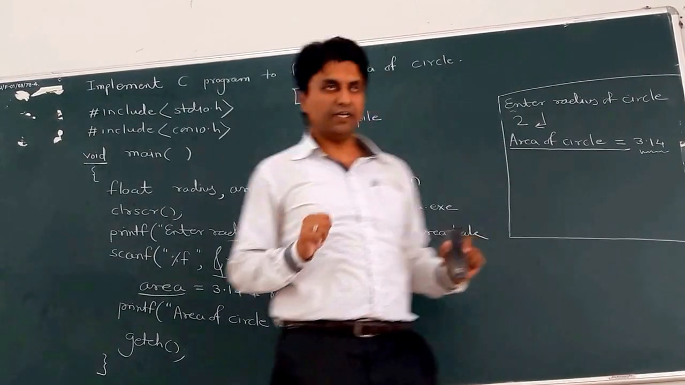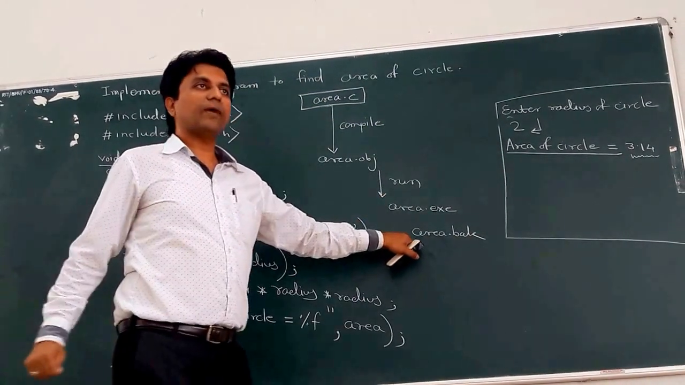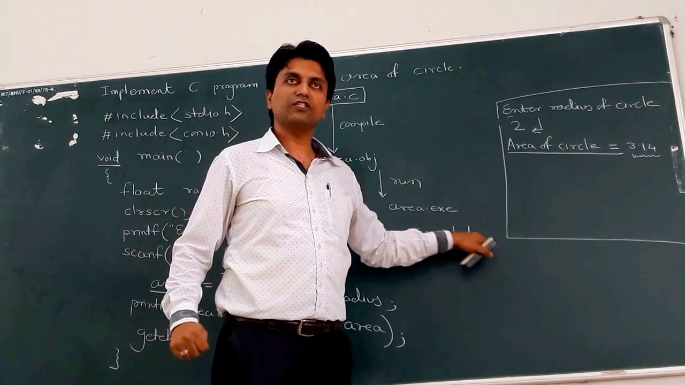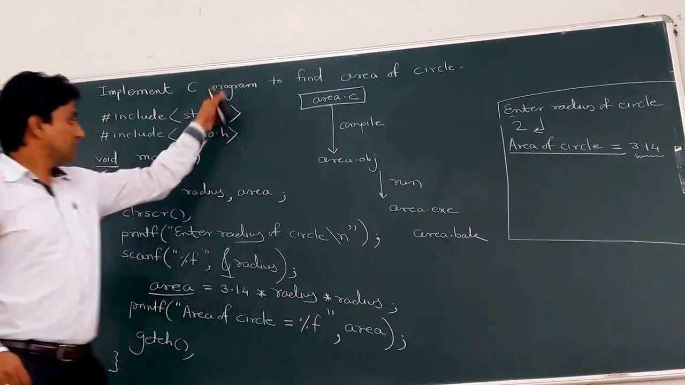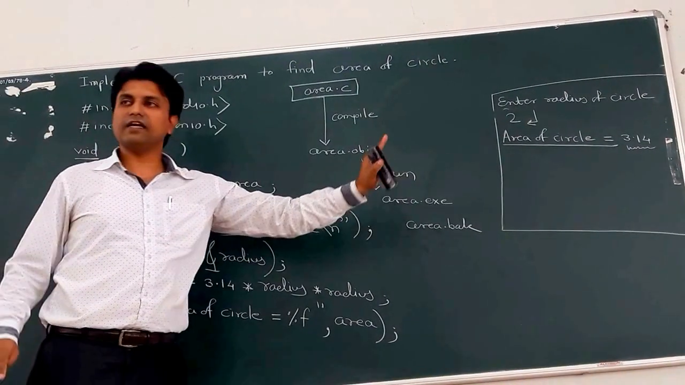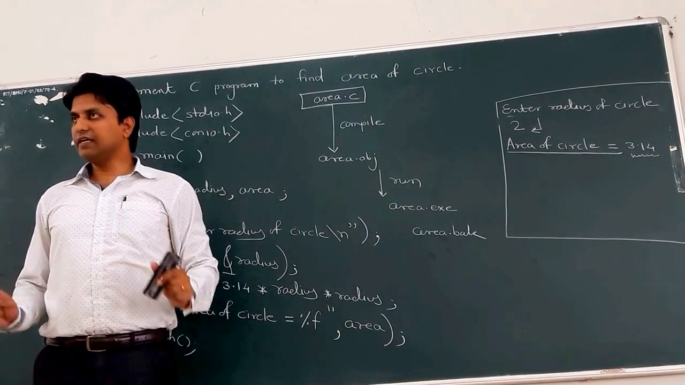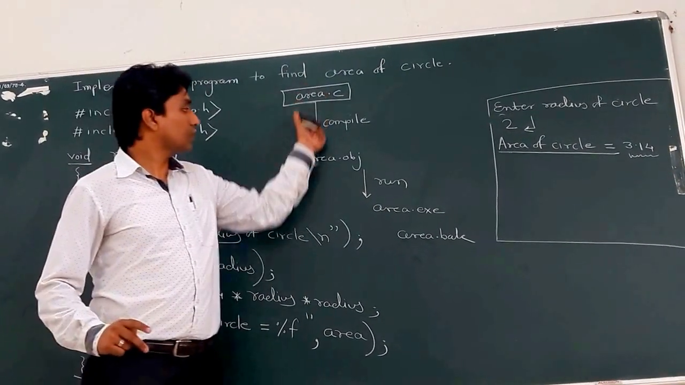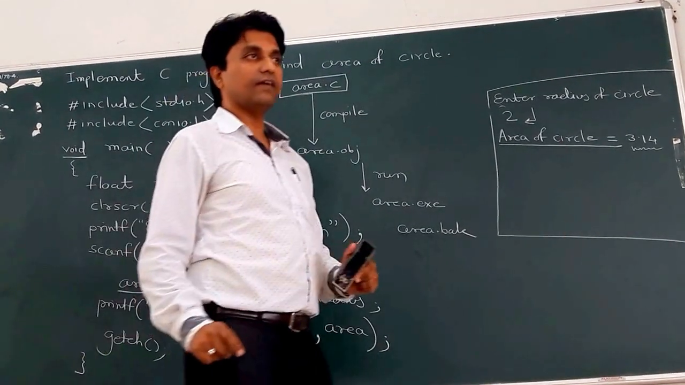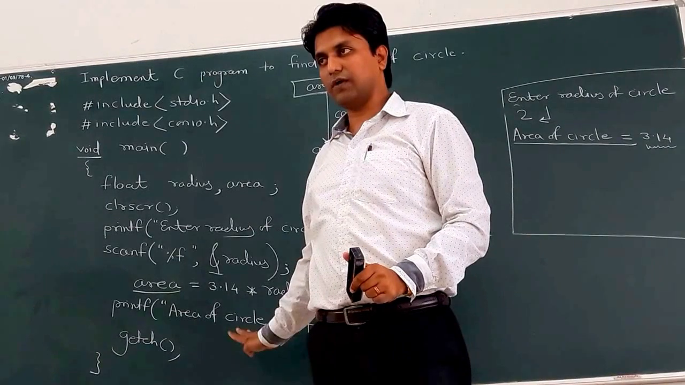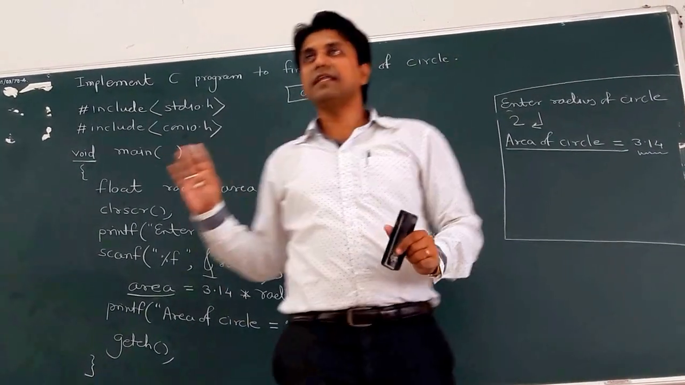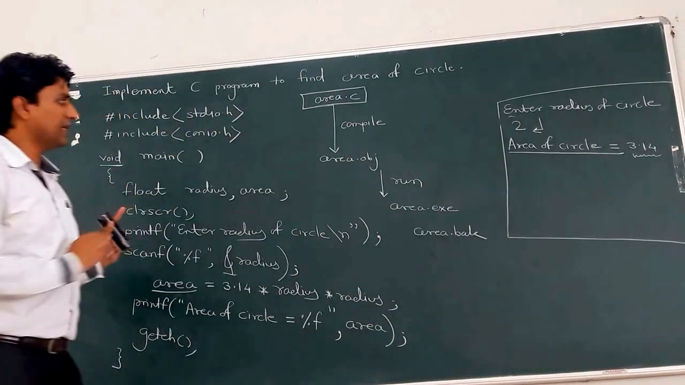And the area.bak file is also a backup of your source code, so it is in readable format. The whole source code is there in the area.bak file. Clear? So there are a total of 4 files created at the end of execution of your program. Okay, next, memory management.